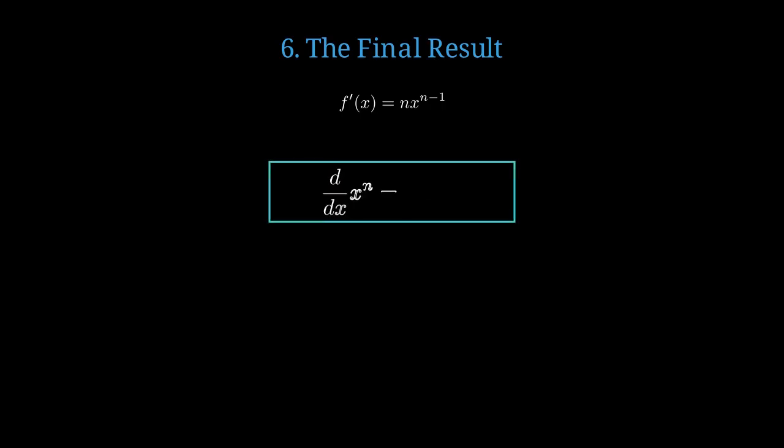Combining everything, we arrive at our final result. Therefore, the derivative of x^n is n times x^(n-1). This is the power rule, proven directly from the definition of the derivative using the binomial theorem and limits.